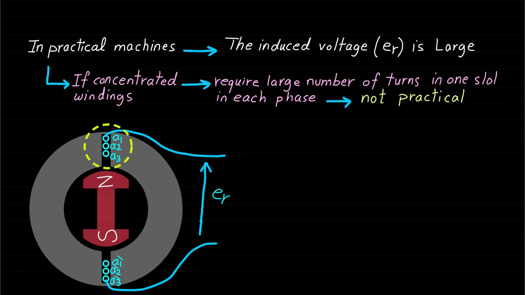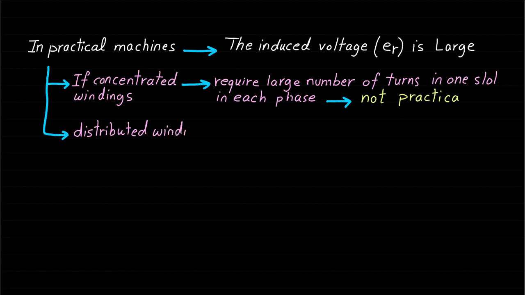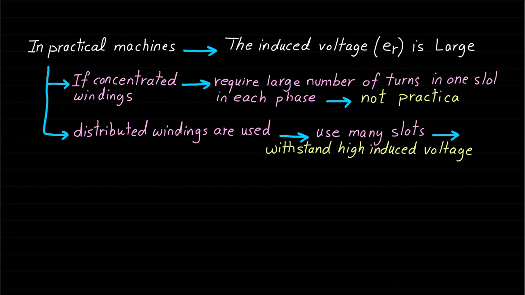Therefore, it is not practical to accommodate all these turns or coils of the phase in one slot of the stator core. Therefore, the distributed windings are used because they use many slots to accommodate many coils or turns for each phase, and are therefore able to build a machine that can withstand high induced armature voltage. Basically, this explanation represents the main and first reason of using the distributed windings in practical application, and we can put it under the category of induced voltage capability.